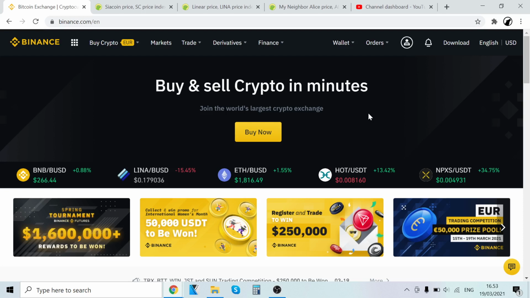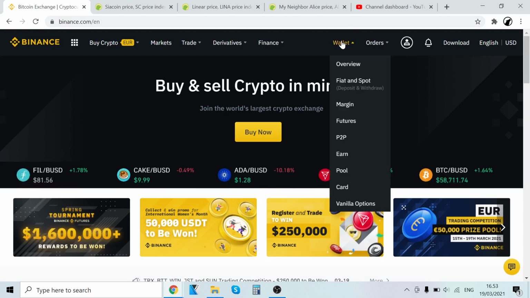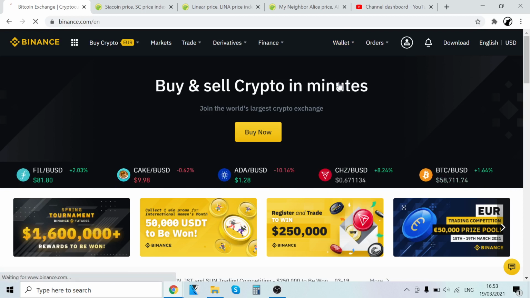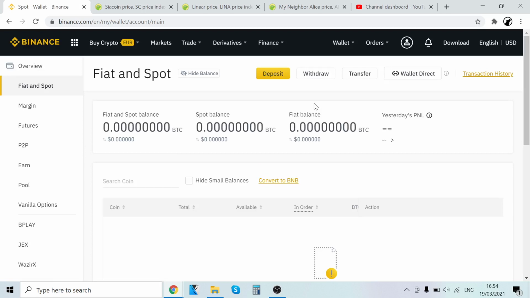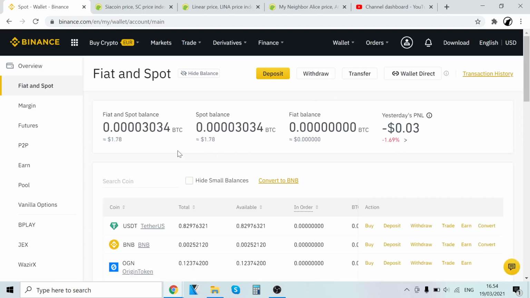And after you have signed up, this is your wallet. Okay, so when you go to wallet and spot, all the cryptocurrencies you ever trade, buy, sell, whatever, all the cryptocurrencies will show up right here in your own wallet.